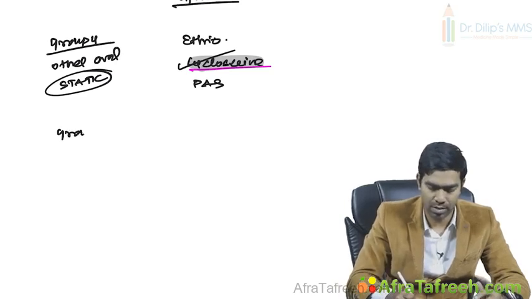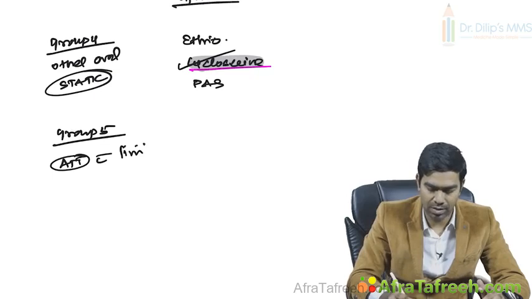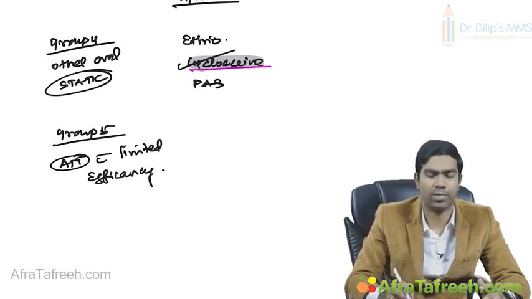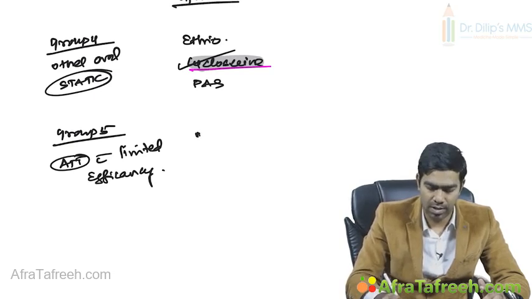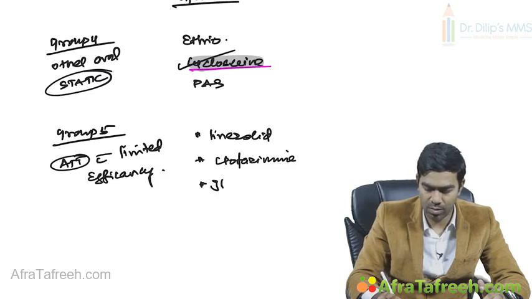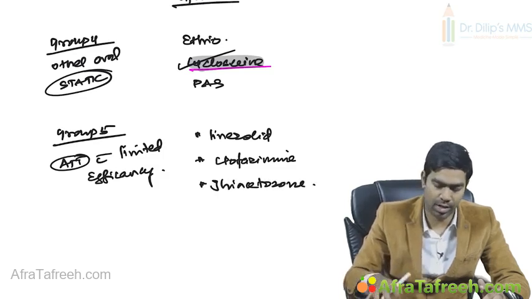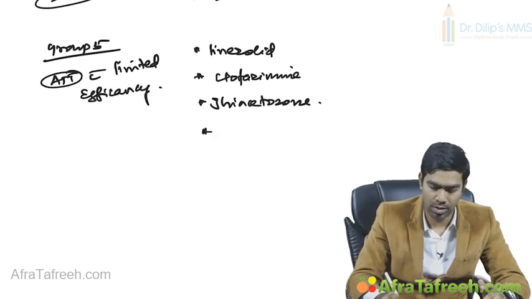And finally, you have group 5 drugs, where you have ATTs, that are antitubercular drugs with limited efficacy. Limited efficacy or marginal efficacy, we don't know. So where we had linezolid, then we had clofazimine, then thioacetazone, very, very poor ATT. Nowadays, we don't use thioacetazone for any reason, unless and until there is no other choice.